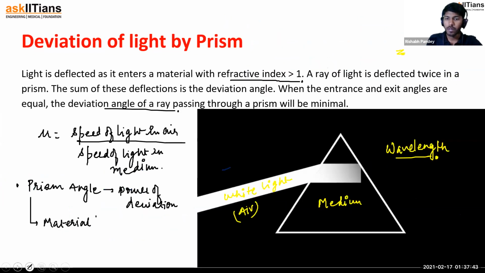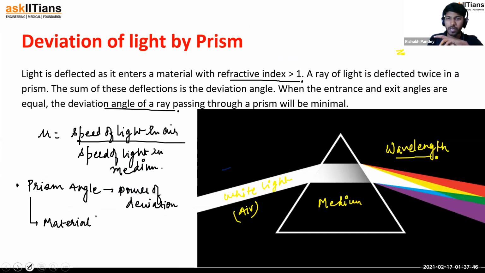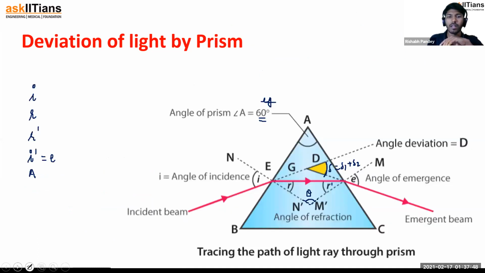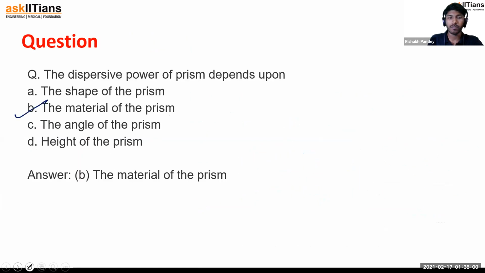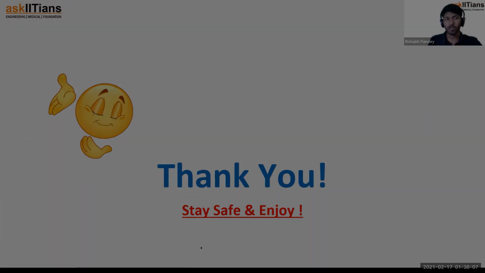Then deviation of light by a prism from one medium to another medium, correct? Then deviation of light by a prism, the various terminologies used in this case, the condition of minimum deviation, which is quite an important thing, and then there are a few numericals. I hope I was clear till this part. Please make sure that you are performing numericals based on this.